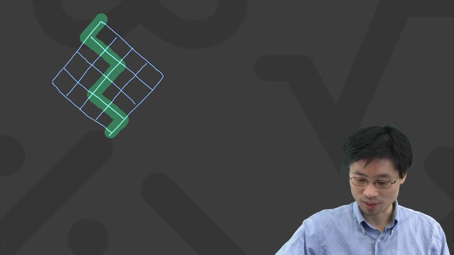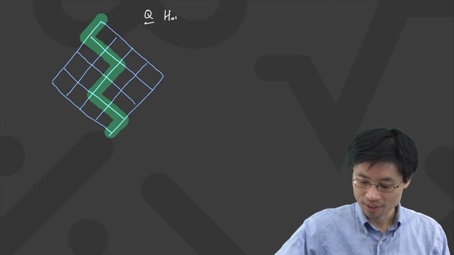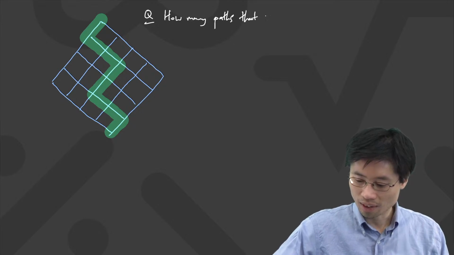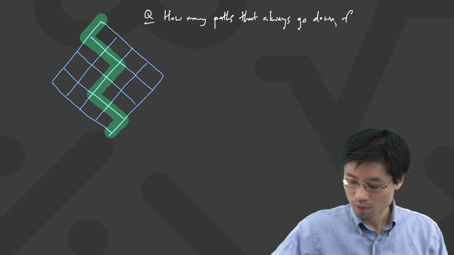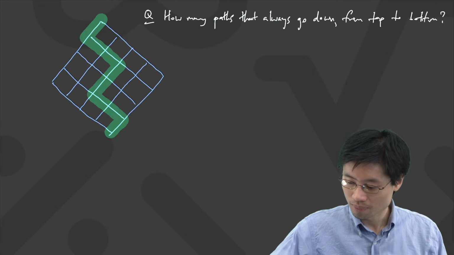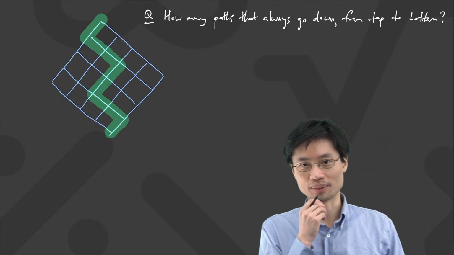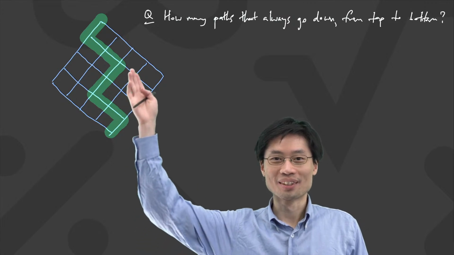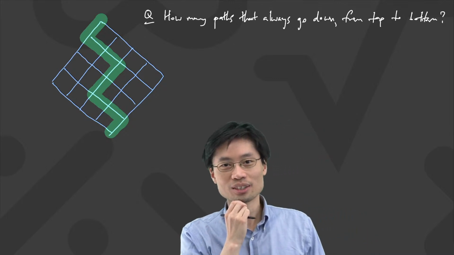So a natural question could be, how many paths that always go down from the top to the bottom? That's a bit more on the beaten path of a kind of problem that one would see in a combinatorics class. Don't worry, we'll soon get off of the beaten path again. But this question is, you're going from there all the way down to there. How can you do this?